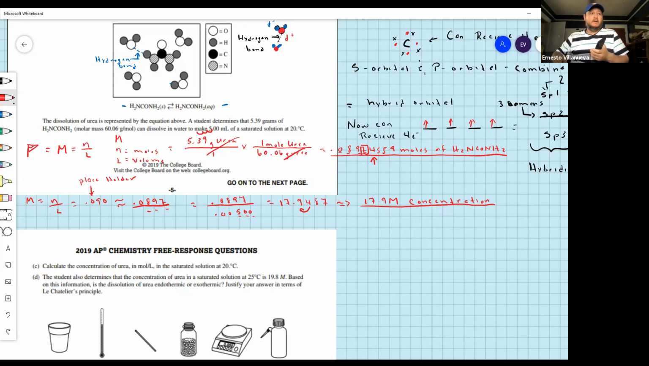Okay, basically 1 point for each calculation. 1 point for calculating the correct number of moles, and then 1 point for the concentration. Question so far?